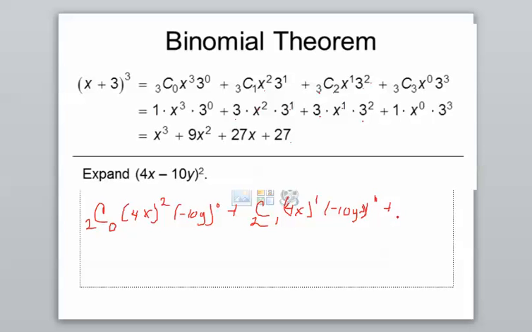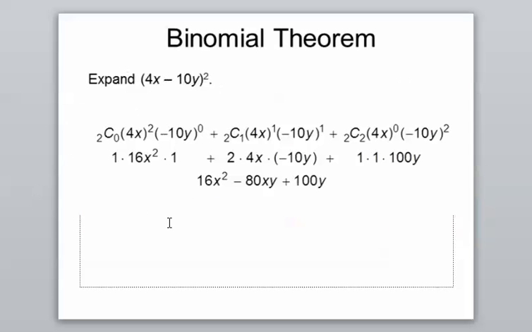Plus 2 combination 2 of 4x to the 0th power and minus 10y, running out of room there, to the second power. We could work these all out, but they've already done it on the next screen here.